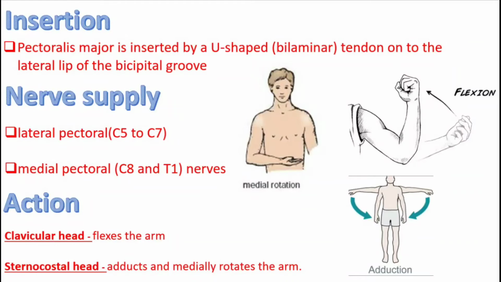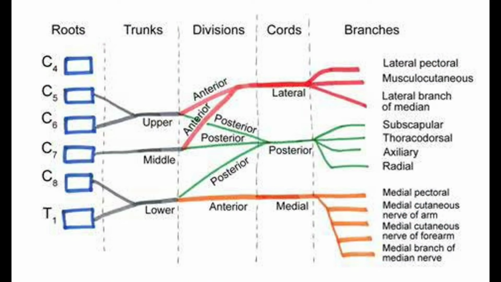Now let's move on to the insertion. It is inserted by the bilaminar tendon into the lateral lip of the bicipital groove or intertubercular sulcus. It is U-shaped. It is supplied by the lateral pectoral nerve arising from the roots C5 to C7 and the medial pectoral nerve arising from the roots C8 and T1. The clavicular head helps in flexion of the arm and the sternocostal head helps in adduction and medial rotation of the arm.